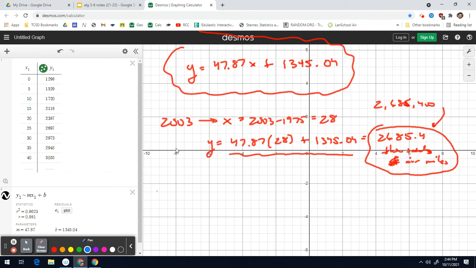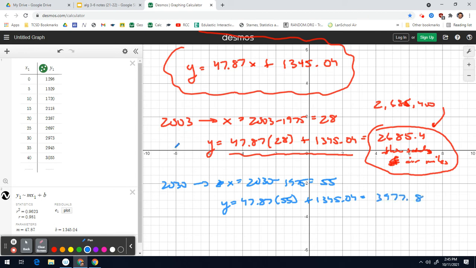But now, what about the year 2030? Well, to find the x value, we need to take 2030 and subtract 1975. When you subtract, that gives you a difference of 55. So now when you plug this in, y equals 47.87 times 55 plus 1345.04. I got something like 3977.89. Again, just use your calculator, type all that at once.